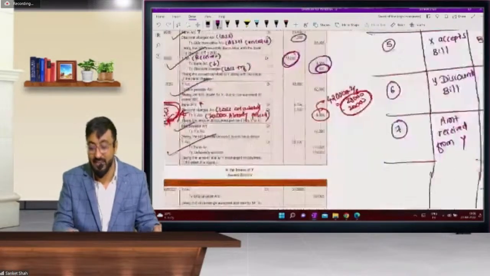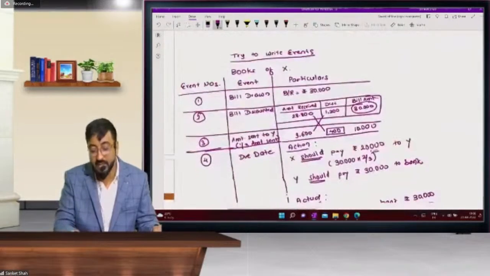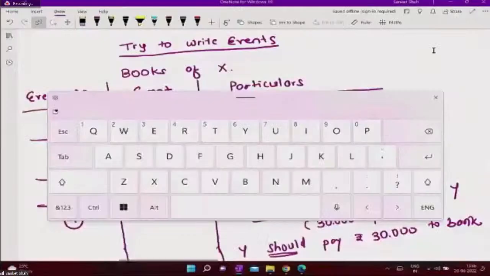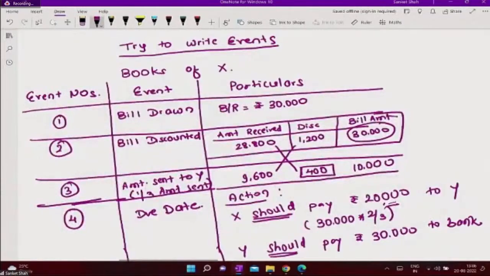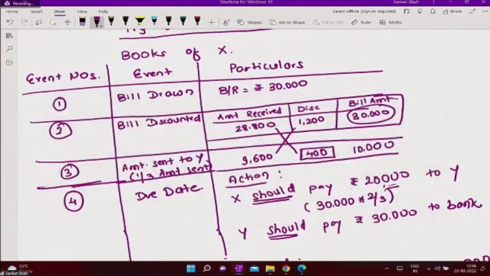And this is now a very easy question. I hope you got it. Please rewatch this session. Try to write events. Recall it minimum 3 times. Yes. Event numbers, write down. And I will show Y's books is your homework, but I will give you the answer. So don't worry. Y's books is your homework. You apply logic, exactly reverse logic in Y's books. And please understand, this is not a simple problem. So you have to do minimum 3 to 4 times practice for this question. Try to get this.